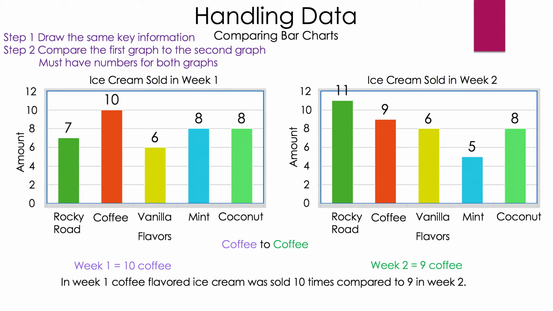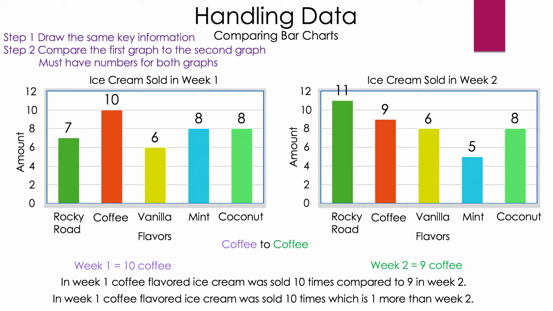So here it is. In week 1, coffee flavored ice cream was sold 10 times compared to 9 in week 2. If you don't like to use compared and you want to use more than or less than or same as, go for it. Or something similar. They're all okay to use. So let's do a different sentence. In week 1, coffee flavored ice cream was sold 10 times, which is one more than week 2. That is also acceptable, and those are your answers for this particular example.